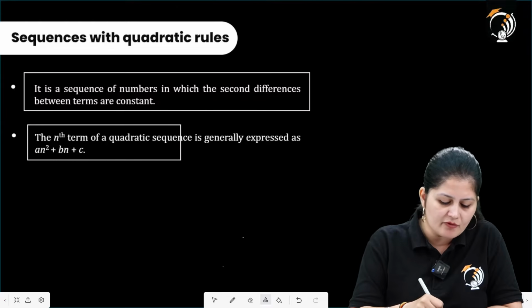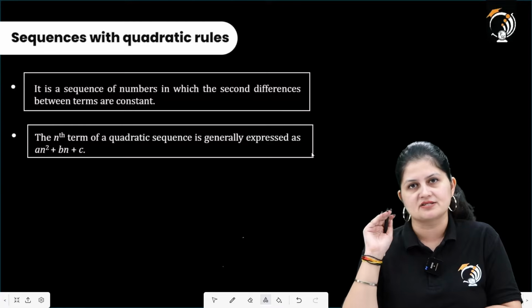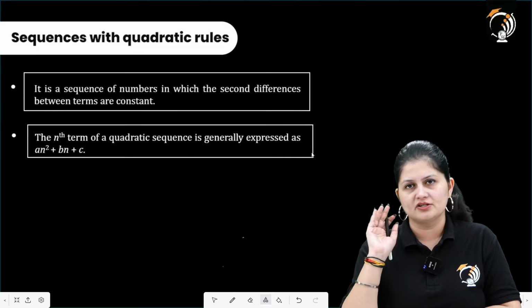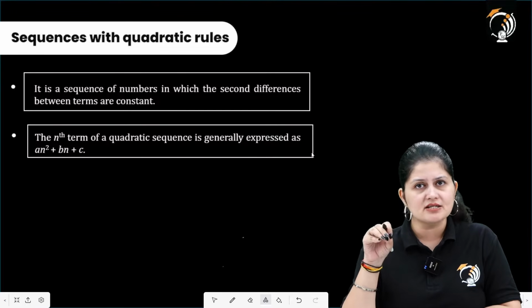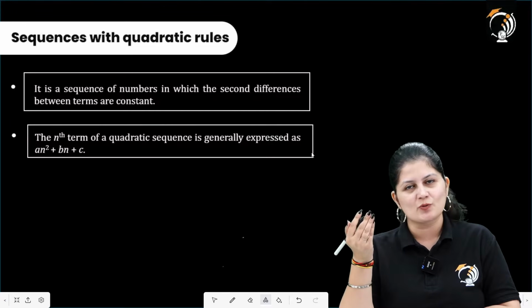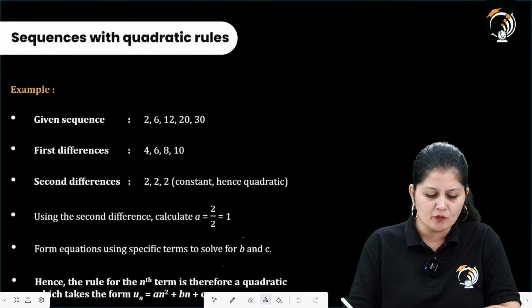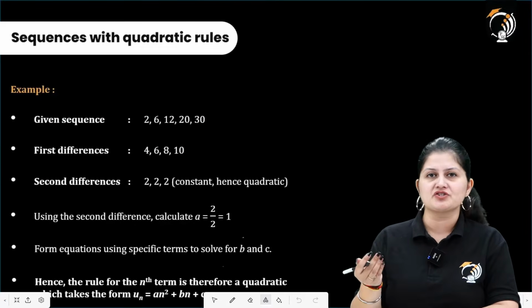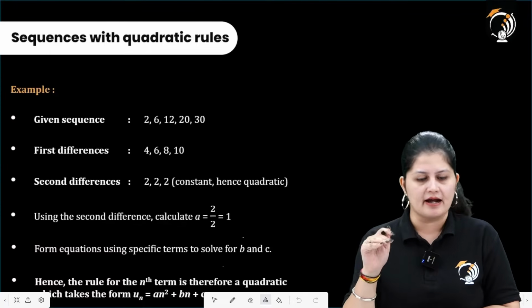The nth term of a quadratic sequence is generally expressed as an square plus bn plus c. So, if we talk about the general formula for finding the nth term of the particular sequence, we write it as an square plus bn plus c. Now, I know that you must be having many questions right now, what are this a, b and c here? We'll be understanding in a while.